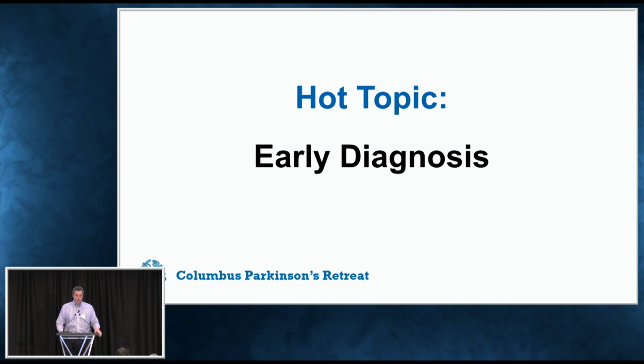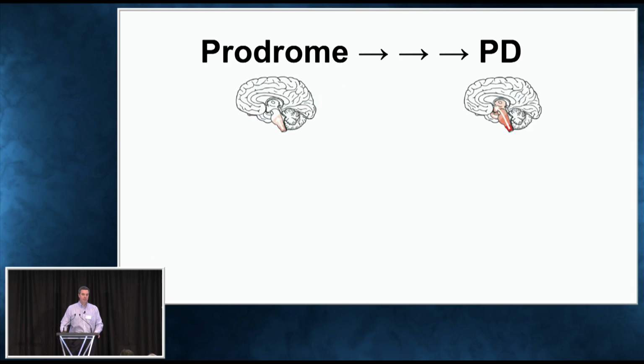So I forgot that this was my next, but I set myself up perfectly, and maybe that was by design when I was putting the talk together. Early diagnosis is actually a really, really hot topic. It's been for a long time, but it's starting to become much more formed. And so I've already brought up the term prodrome as opposed to Parkinson's disease diagnosis itself.